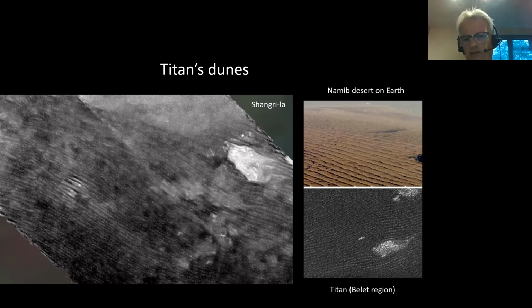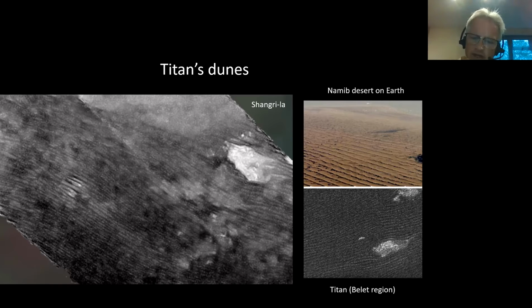On the right-hand side, we can see two sets of dunes for comparison. Sorry, the upper right is one from Earth, from the Namib Desert. And the lower one is a wider area view of the dunes on Titan in the so-called Belet region. And what I love about this is that it really shows the parallel lines very clearly. And the obstructions in the dunes are not clouds, they are physical obstructions within the dunes. And you can see the rather wonderful way in which the dunes have sculpted themselves around these surface features, which I think is very beautiful.